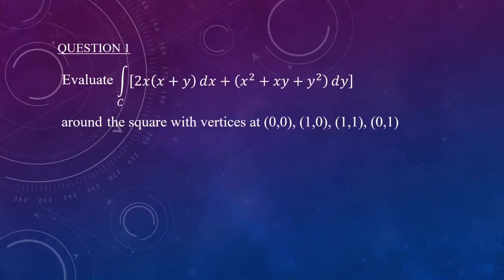Question number 1. The question asks us to evaluate 2x(x plus y) dx plus (x squared plus xy plus y squared) dy over a contour C around the square with vertices at (0, 0), (1, 0), (1, 1), and (0, 1). First, we look at the contour, which is a square with 4 corners, which looks like this: (0, 0), (1, 0), (1, 1), and (0, 1).